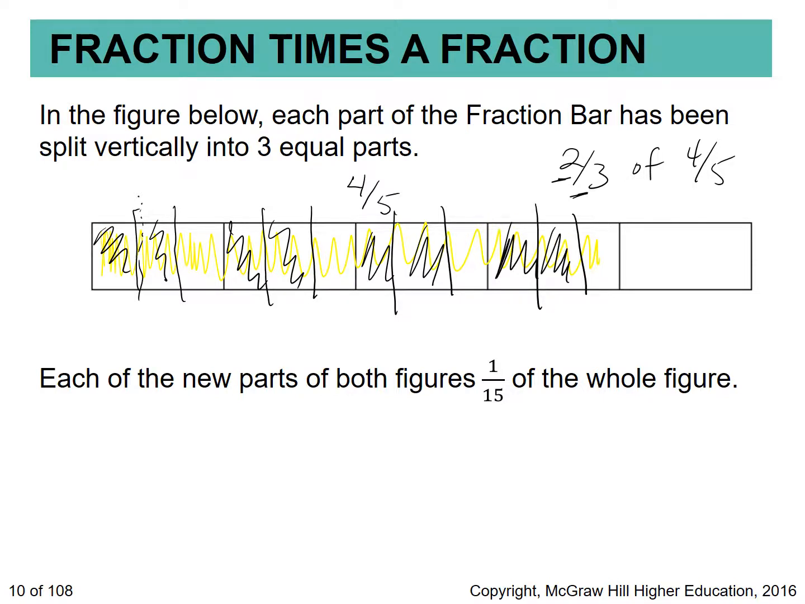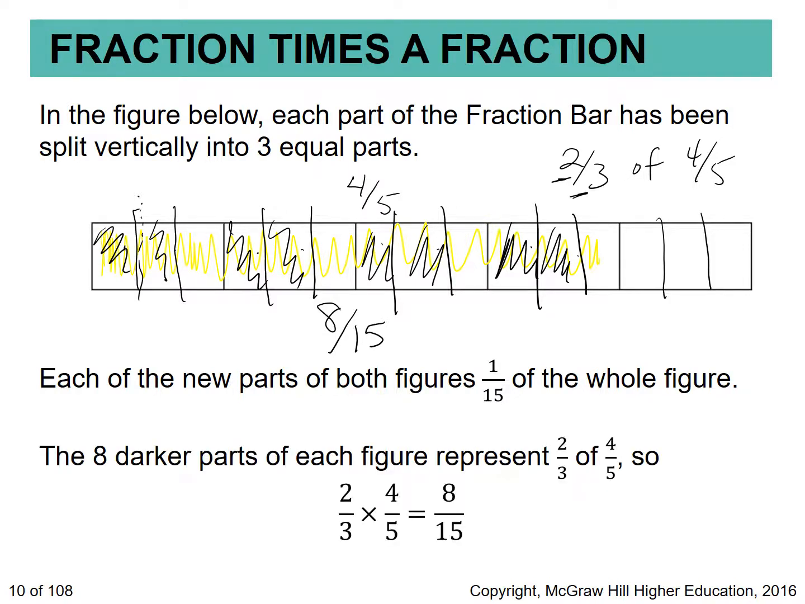So how many parts do I have shaded? Well, I have 1, 2, 3, 4, 5, 6, 7, 8. And since I've taken this bar and divided each of 5 pieces into 3 smaller pieces, I now have 15ths. So I have that 2/3 of, or multiplied by 4/5, gives me 8 out of the 15 pieces that were there.